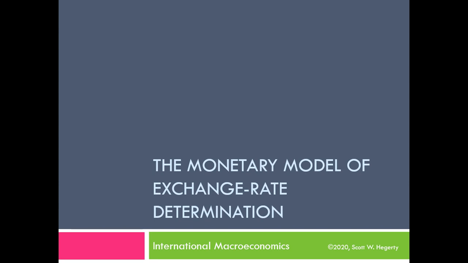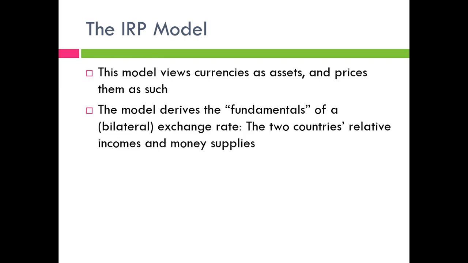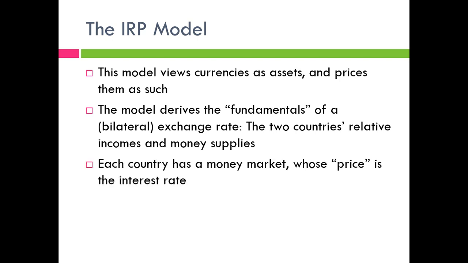So to get started, I refer back to the IRP model that I've talked about before, which in general, exchange rate theory views currencies as assets, and so a lot of models use asset pricing models, the same as stock prices. The same things that make exchange rates go up and down are the same things that make currencies go up and down. It's basically fundamentals and expectations, right? So this model derives mostly the fundamentals, which are macroeconomic fundamentals, relative income and money supply for two countries.